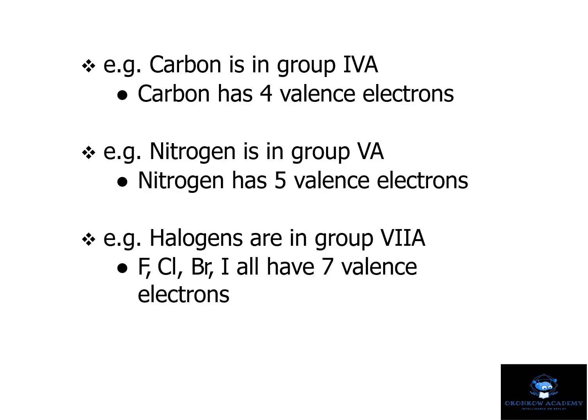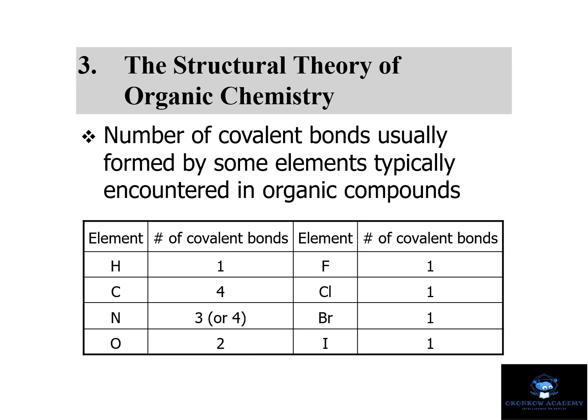As you know, in inorganic chemistry they are very important. You'll be applying them in organic chemistry as well. Next, we look at the structural theory of organic chemistry. One of the key rules is that each element forms a characteristic number of covalent bonds.